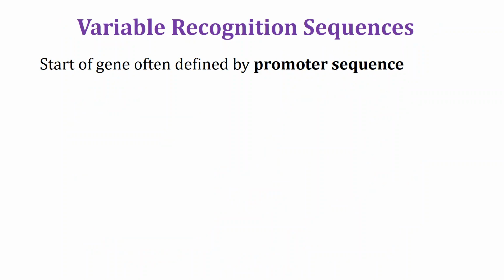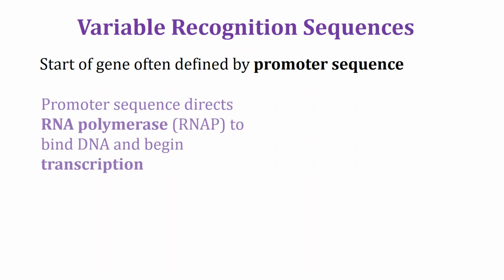How is the beginning of a gene identified? This is normally done through a part of this gene known as the promoter sequence. This is information contained just upstream of the coding region of the gene. This is the area in which RNA polymerase will bind to begin transcription.